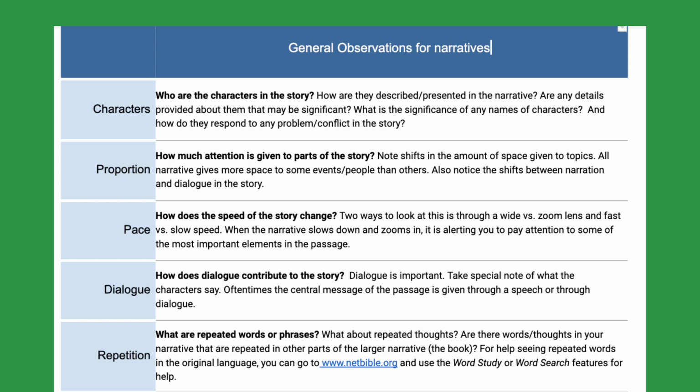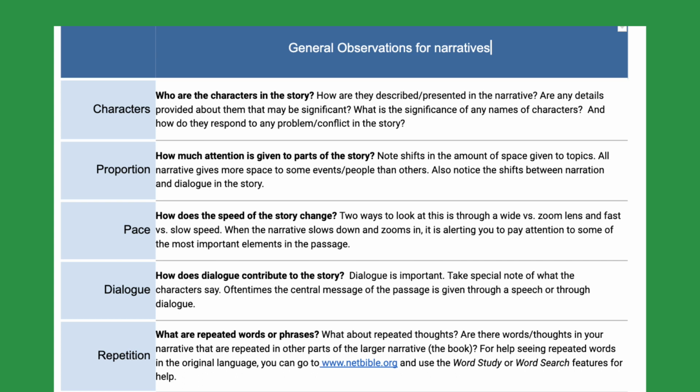Dialogue. How does dialogue contribute to the story? Dialogue is important. Take special note of what characters say. Oftentimes the central message of the passage is given through a speech or through dialogue. Like I mentioned earlier, dialogue is important. An author or narrator could have just told the story through "this happened and this happened and this happened," but instead, what makes these stories is dialogue between people. What's being made note of in the dialogue, and why could that dialogue be important to the meaning of the story?